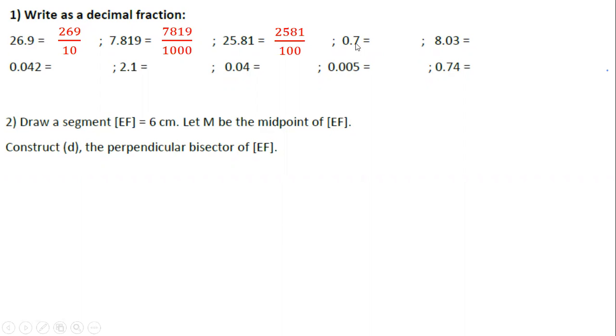Hala, how many digits you have? How many digits to the right of the point? One. Count, please. So the denominator should be 10. The numerator should be how much? 7. 7 over 10.